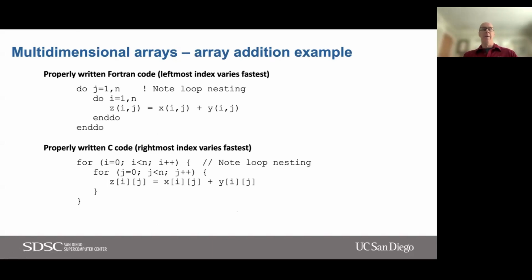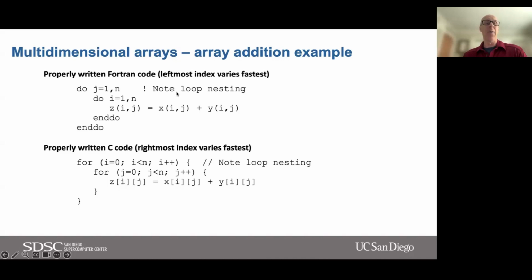Now, the next example is going to show how we can work with these multidimensional arrays. I'm showing on top a properly written piece of Fortran code to add two arrays, and below that a segment of properly written C code to add two arrays. Note that the loop nestings are different in these two cases.